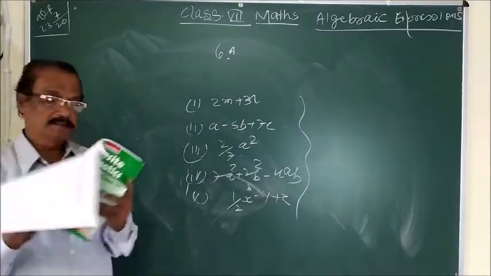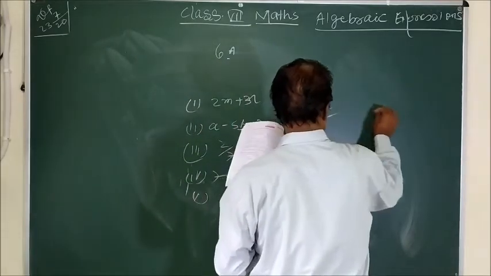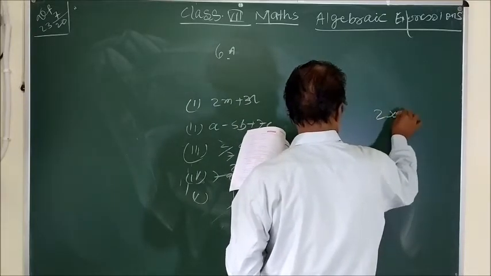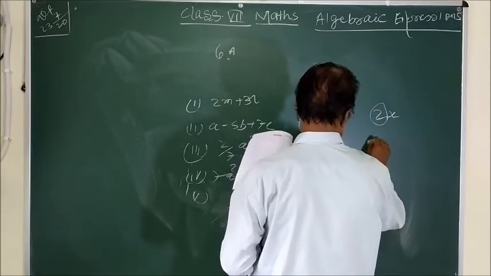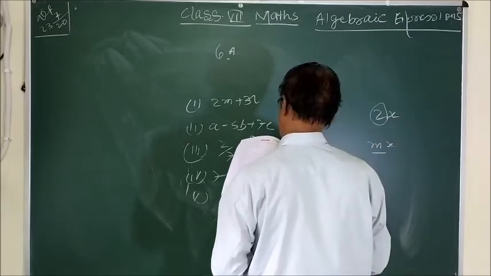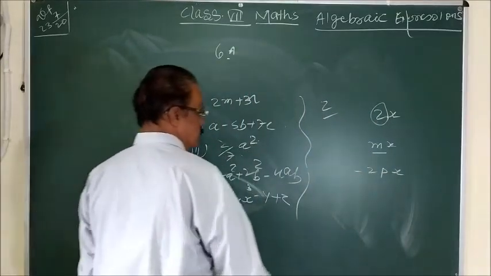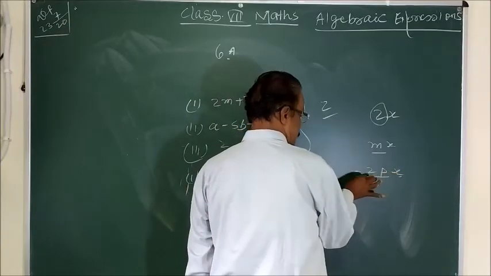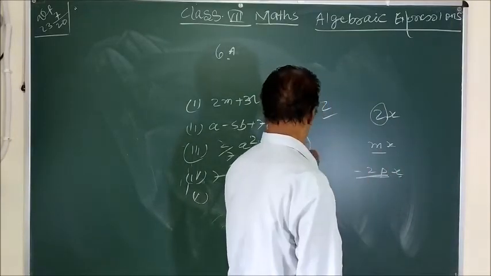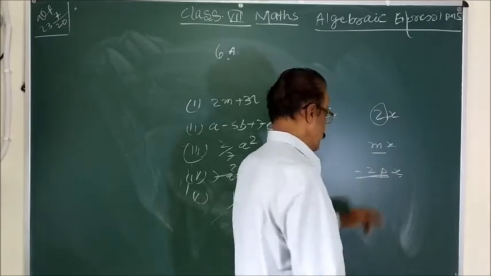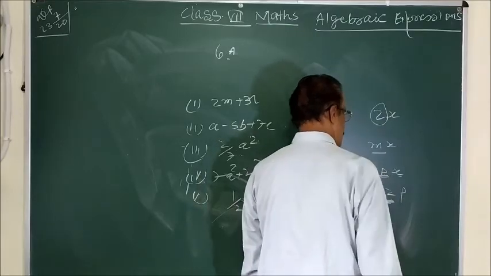So you should try to understand these terms, and then you will write the coefficient of x. Question number 2. What is the coefficient of x? 2x is a term, and this 2 is the coefficient of x. mx, what is the coefficient of x? m. Minus 2px, what is the coefficient of x? Minus 2p. Here, whatever is with x, the constants and variables, this is the numerical coefficient and this is the literal coefficient. So what is the coefficient of x? Minus 2p. This minus 2 is numerical and this is literal.